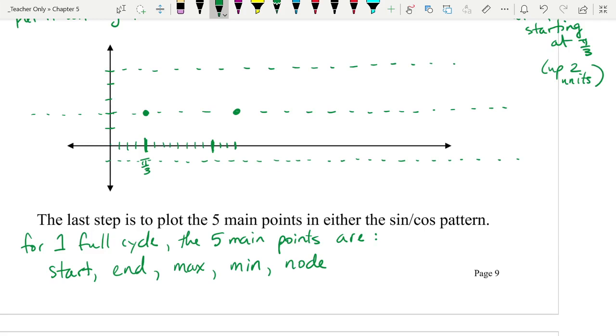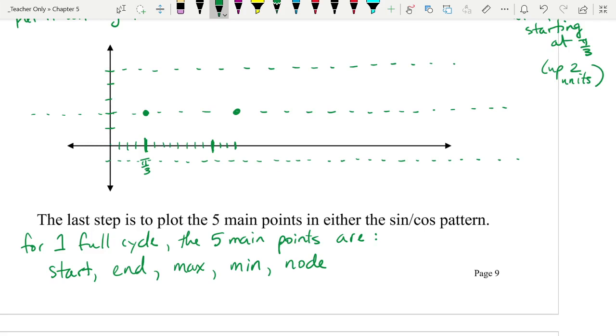I'll bet everybody knows what all those words mean except maybe node. Physics students, what's a nodal point on a wave? Have you guys done waves in physics yet? Oh, that's the one they gave you to do on your own. Okay. Well, it's where you go back to the starting point, but you're not done a cycle yet.